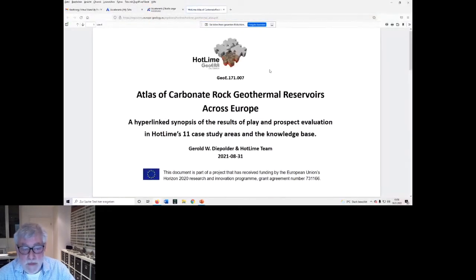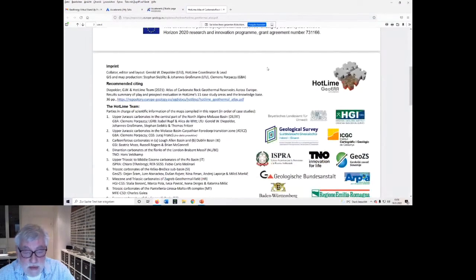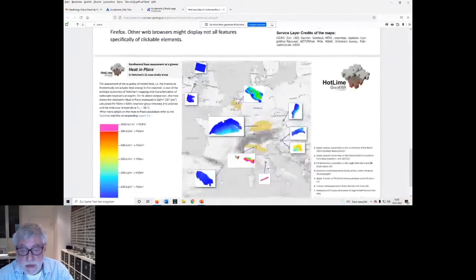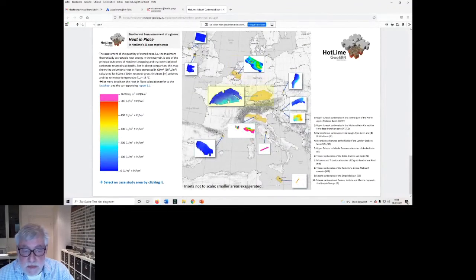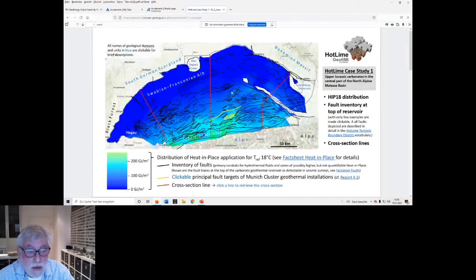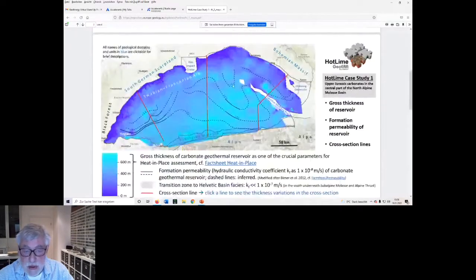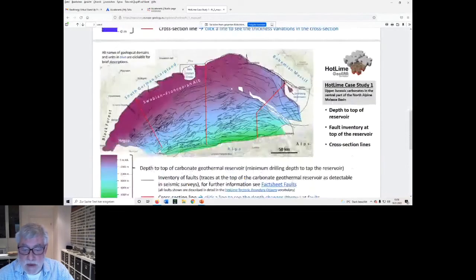And okay, Murphy allows today. This is the Geothermal Atlas, as you can find it on Hotline's webpage. It's just the usual intro. And then you come to this page, you can select an area. I take my home area, where you get the 4 principal informations. That's a heat in place distribution. We've got the gross thickness of the reservoir. We got the depth of the reservoir for 2 reasons.